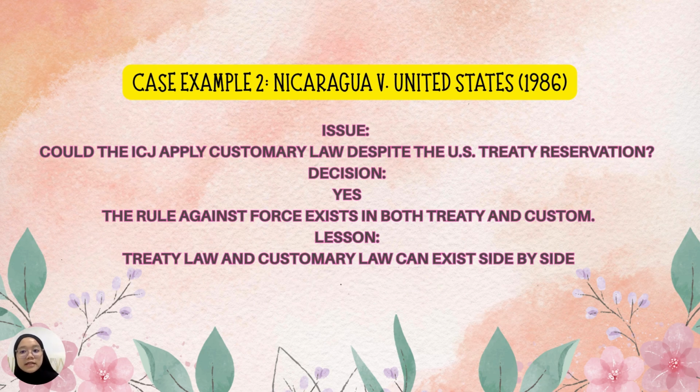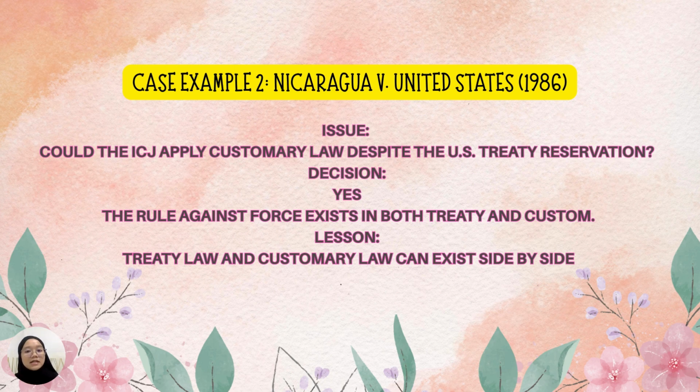Another case is Nicaragua against the United States in 1986. The background is that Nicaragua accused the U.S. of violating international law by supporting rebels and mining harbors. The issue was whether the ICJ could apply customary law even though the U.S. had opted out of the treaty-based jurisdiction of the UN Charter's Article 2(4).